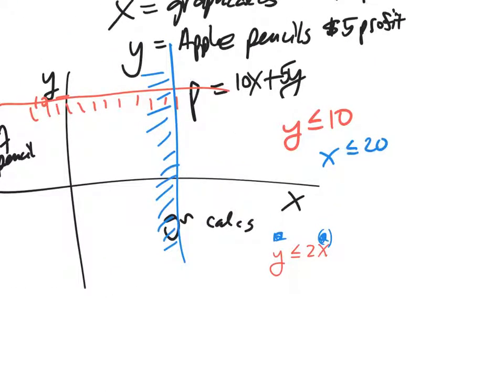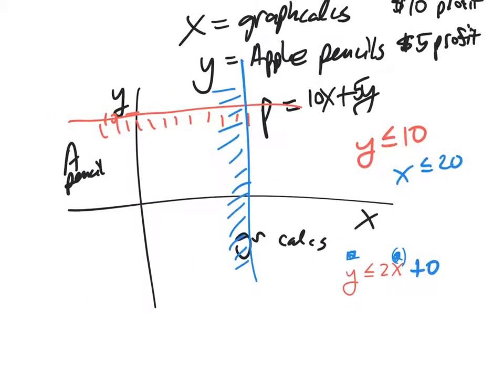Would you please graph that? How the heck do you graph y is less than 2x? What if I said 2x plus 0? Would that help? That's showing you the y-intercept and the slope. Hint, hint. Slope of 2, y-intercept of 0, less than means shade underneath it.